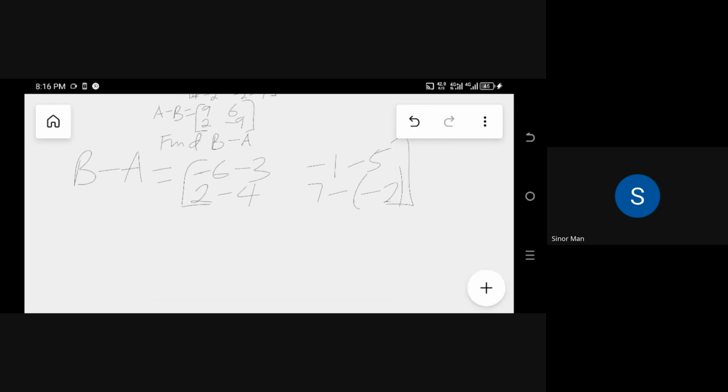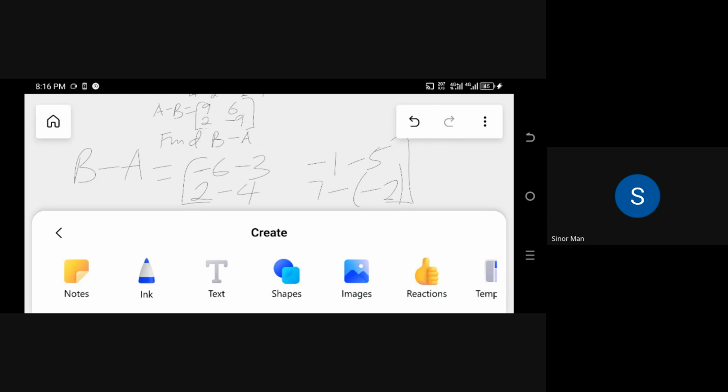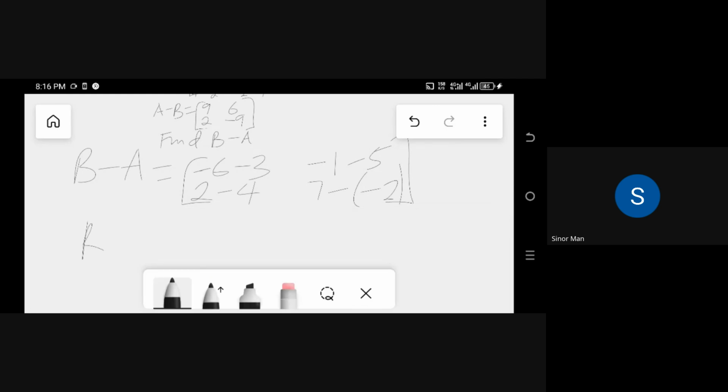Now the result should be a different matrix from A minus B. So you see B minus A now becomes, for the first row, minus 9, minus 6. 2 minus 4 you have minus 2, then 7 minus minus 2, that would be 7 plus 2, that gives 9. So you have 9.